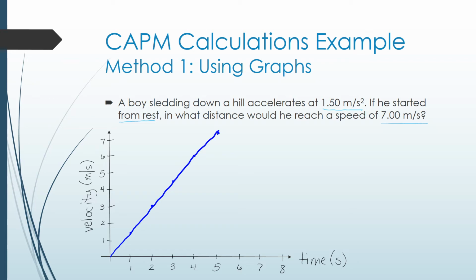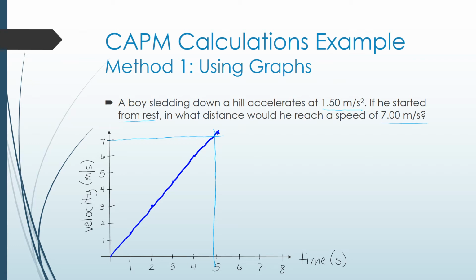Now, I want to know some information about when it reaches a speed of 7 meters per second. So I'm just going to draw in a little guideline for myself here. Straight across, 7 meters per second, and then straight down. Now this isn't going to be perfect because I'm not using graph paper here, and that's okay. I'm not looking for exact perfection.